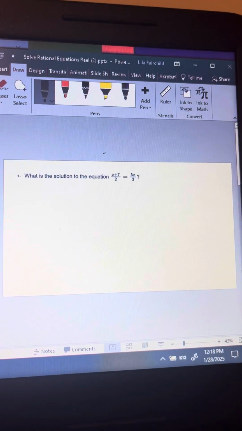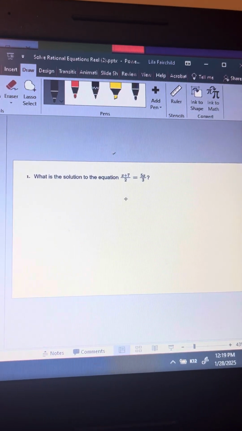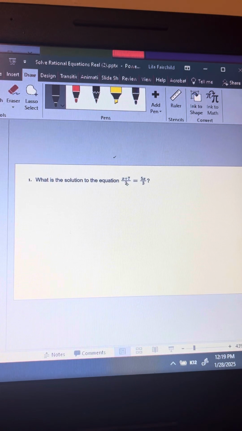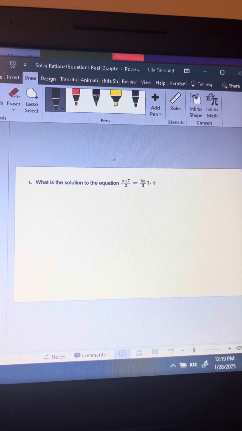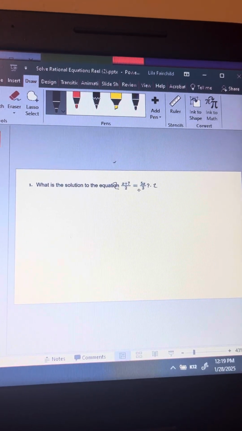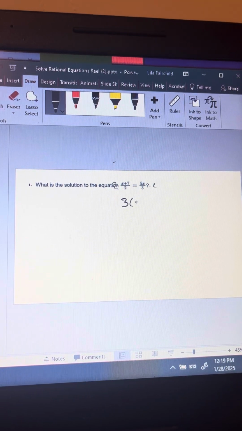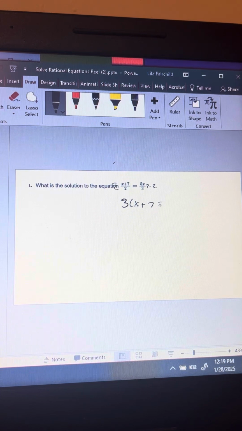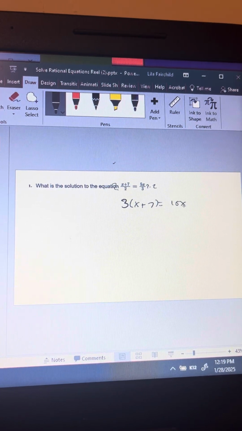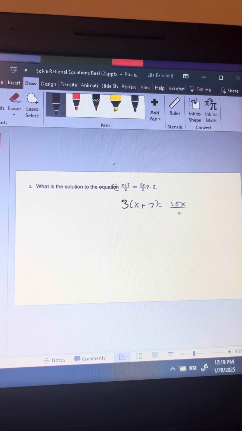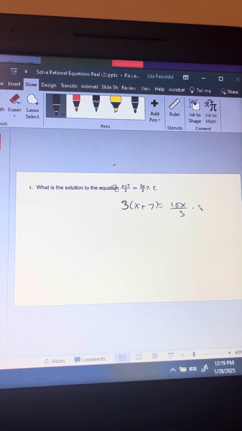Okay, so this is how you do this. So the first thing we're gonna do is we're gonna try to get rid of this 2, so we're gonna multiply each side by 2. So then that will give you 3x plus 7 equals 10x over 3 times 3.